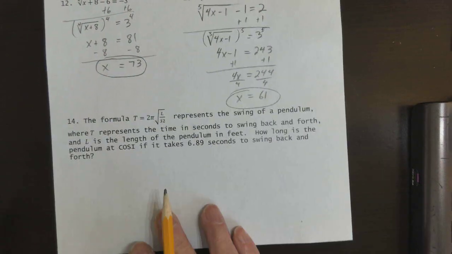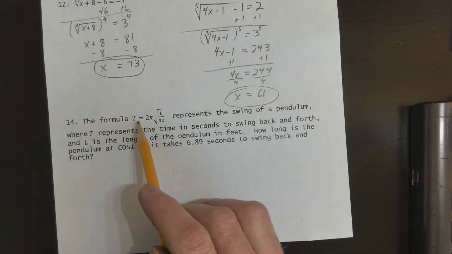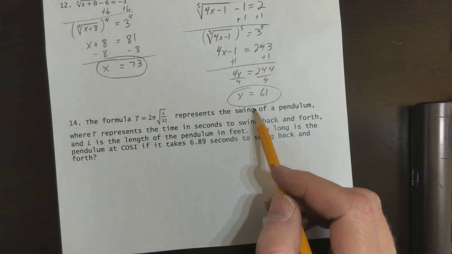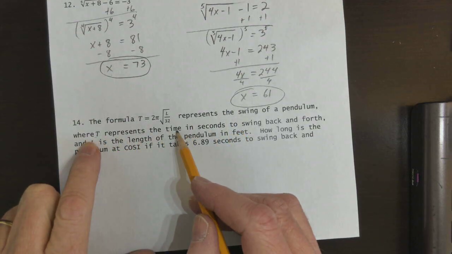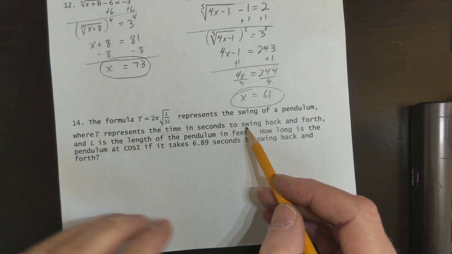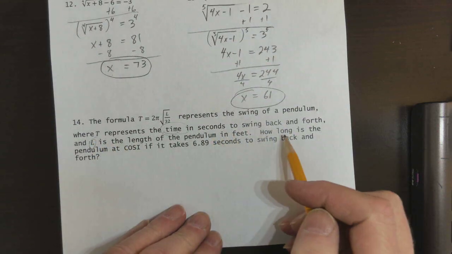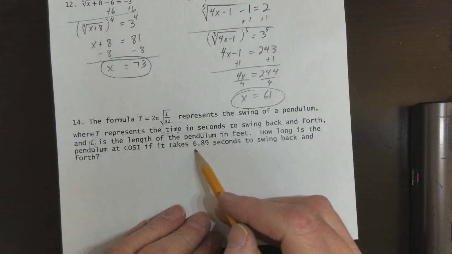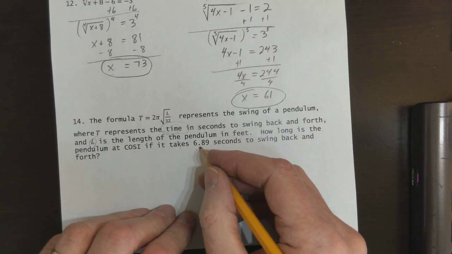All right. Got a word problem here. We got a formula for a pendulum. Formula T equals 2 pi times the square root of L over 32 represents the swing of a pendulum, where T represents the time in seconds to swing back and forth, and L is the length of the pendulum in feet. How long is the pendulum at Cosi if it takes 6.89 seconds to swing back and forth? This is T.